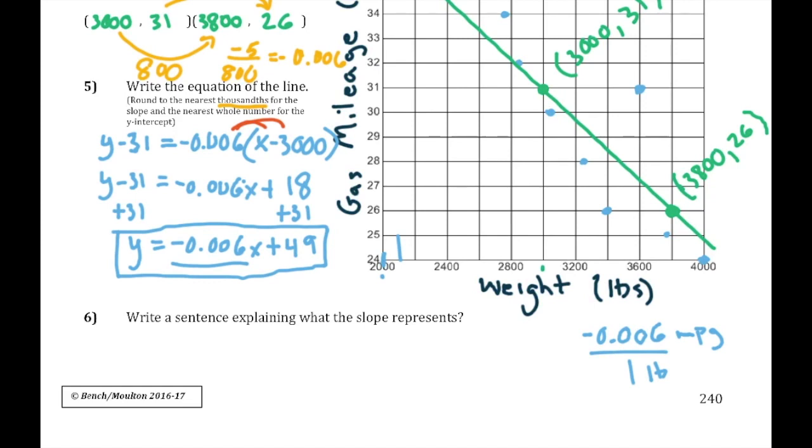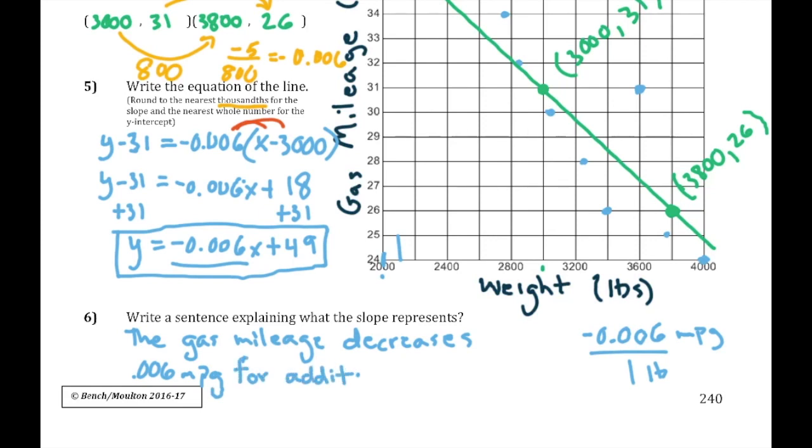So what this means is that the gas mileage, or the miles per gallon that a car gets, is going to decrease by 6/10,000ths of a mile per gallon for every 1 pound. So we can say in words what the slope represents is that the gas mileage decreases 0.006 miles per gallon for every additional pound it weighs.